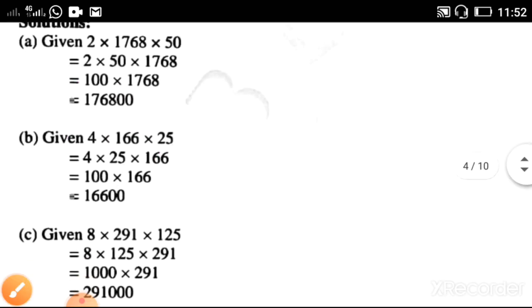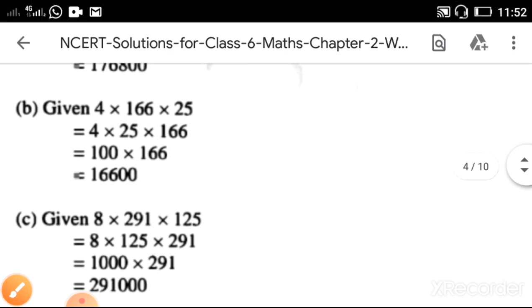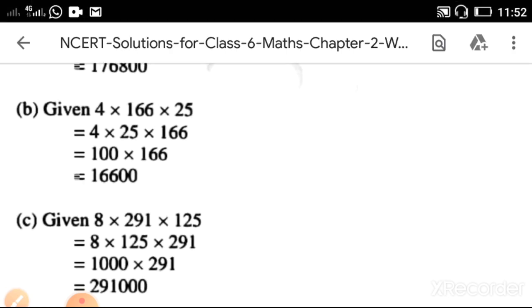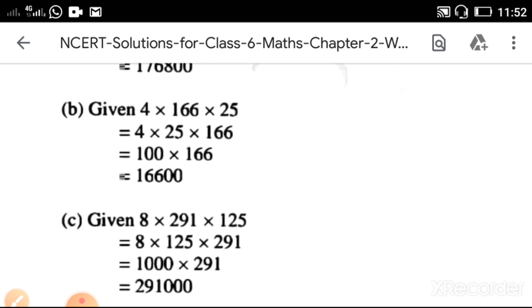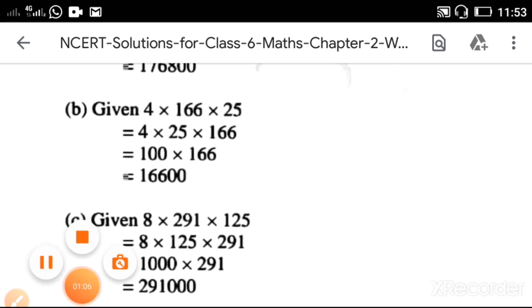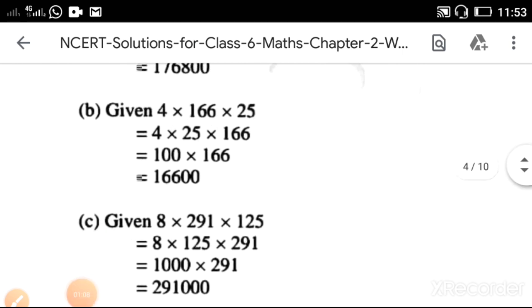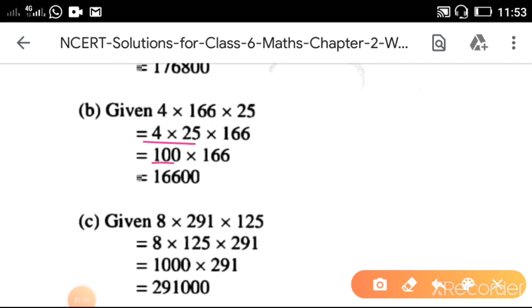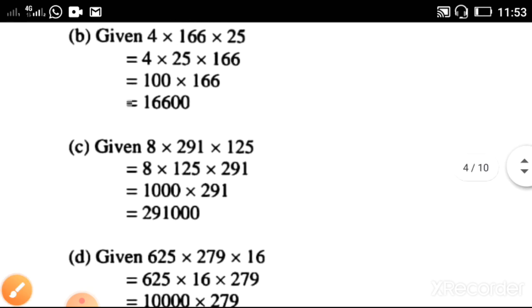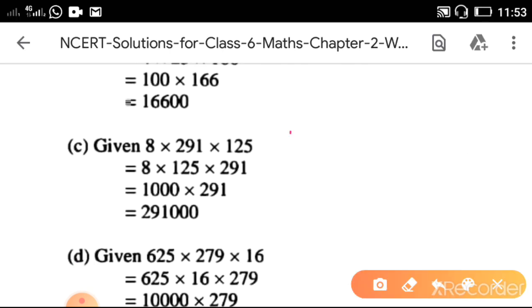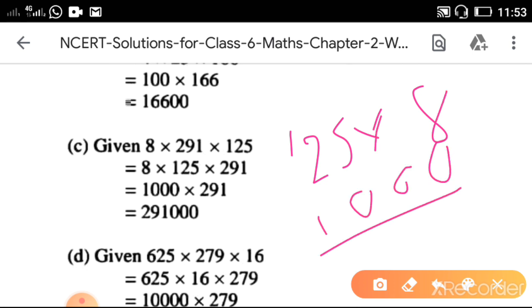Second one, you can see here multiplication of 4 and 25 is easy. 25 into 4, you will get answer 100 and that 100 you have to multiply with 166. Third one, 125 into 8, you will get answer 1000, and multiplication of any number with 1000 is very easy, simple. You have to put the number of zeros after the number.